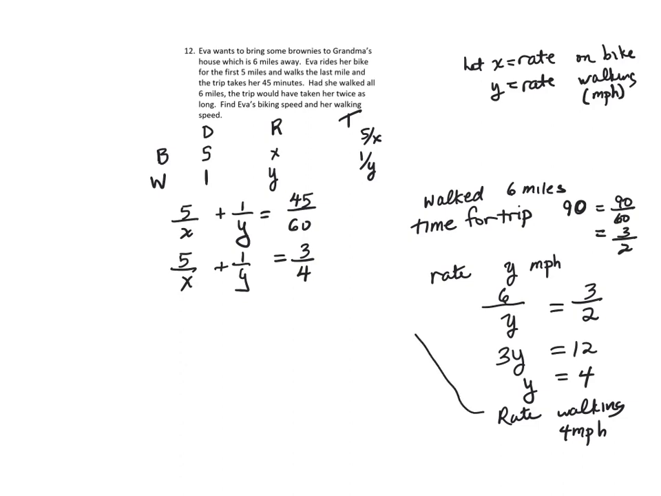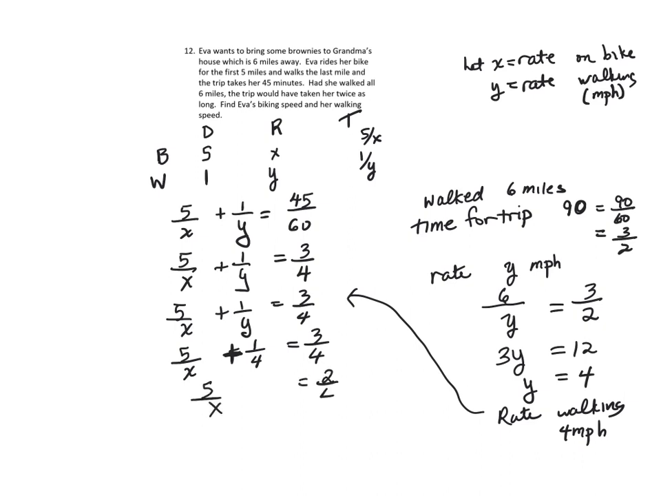Now we can substitute that over here, and we get 5 over x plus 1 over y equals 3/4, but we could put the 4 in for y. Oh wait, this is plus 1/4 equals 3/4. Subtract 1/4, we get 2/4 or 1/2. Cross multiply, and x is 10. So the rate walking is 4 miles per hour, and the rate on her bike is 10 miles per hour.